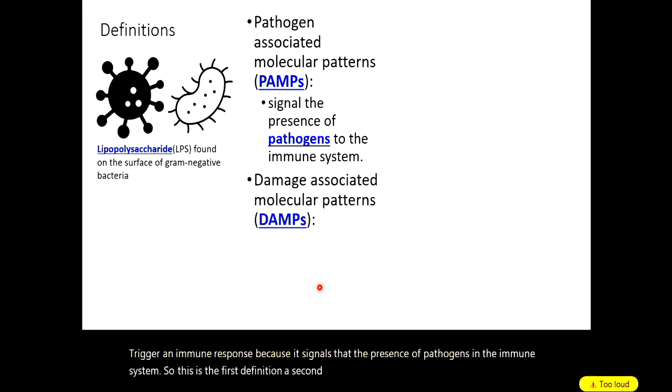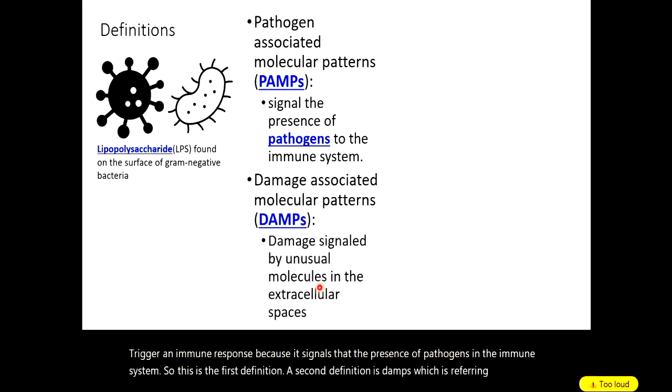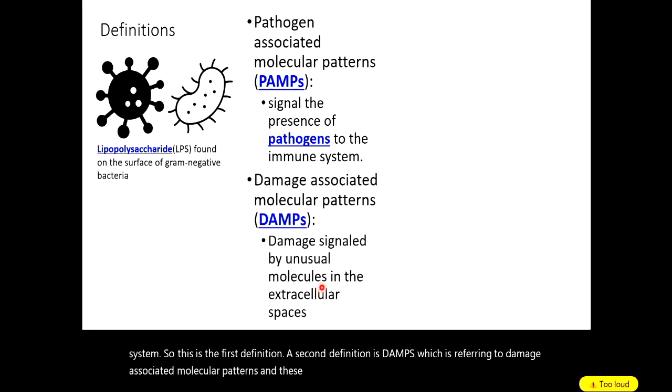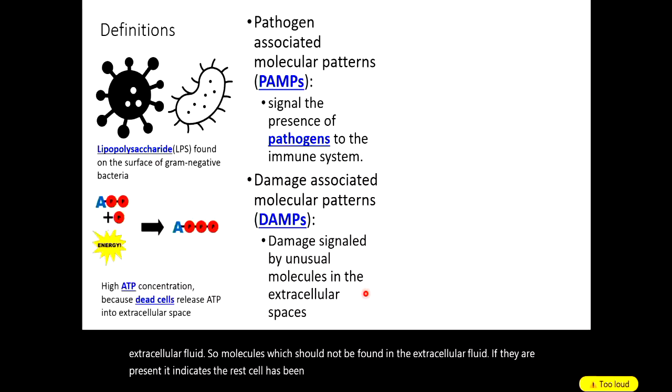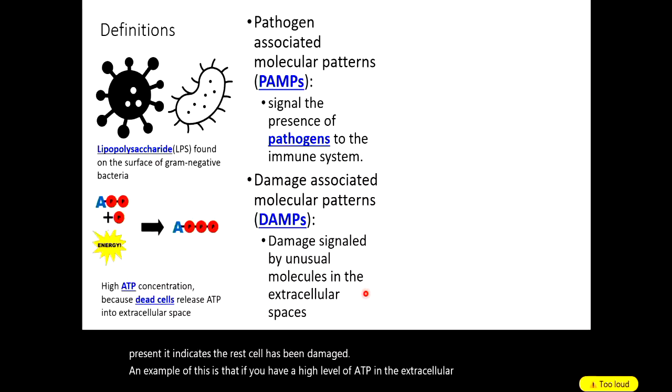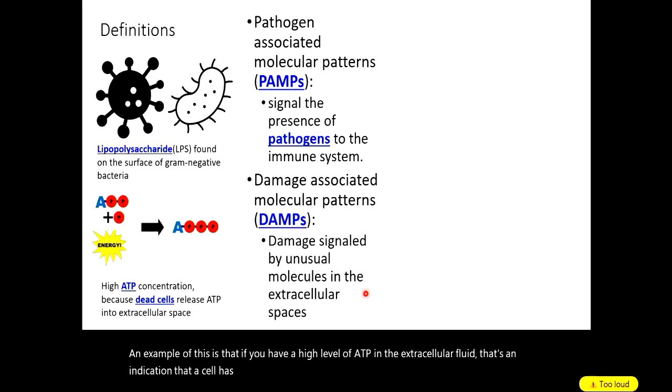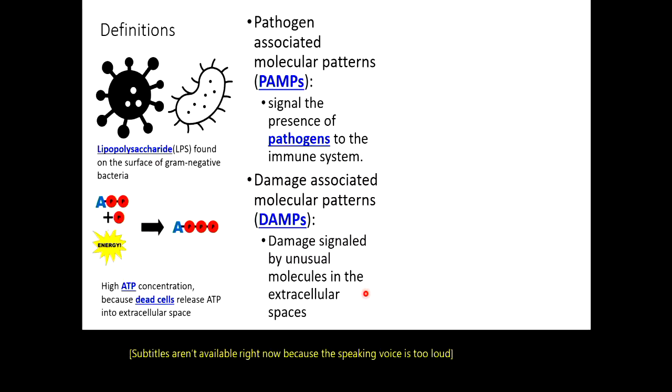A second definition is DAMPs, which is referring to damage associated molecular patterns, and these are unusual molecules which are found in the extracellular fluid. So molecules which should not be found in the extracellular fluid, if they are present, it indicates that a cell has been damaged. An example of this is that if you have a high level of ATP in the extracellular fluid, that's an indication that a cell has been damaged, because we know that making ATP is pretty hard. There are a number of steps involved, and if you have high levels of ATP in the extracellular fluid, it indicates that some cell has been damaged, and as a result there will be an immune response as well.